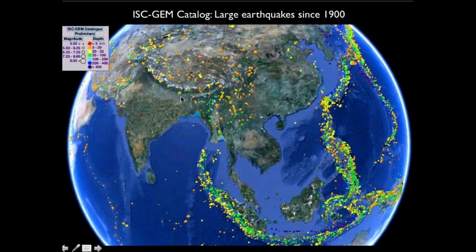Here is that impact of India into Tibet. You can see that the earthquakes are not just along the border, but extend well into India. Asia is basically flowing away from the impactor of India. This is a very highly active region here, centered on Myanmar.